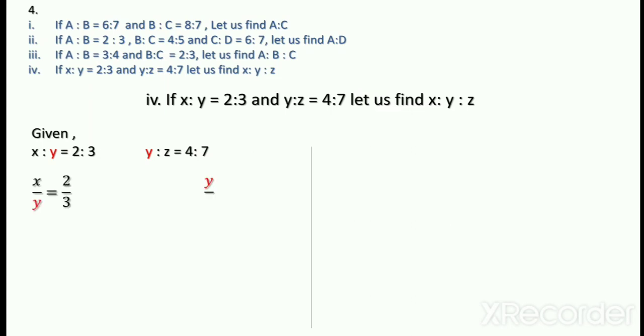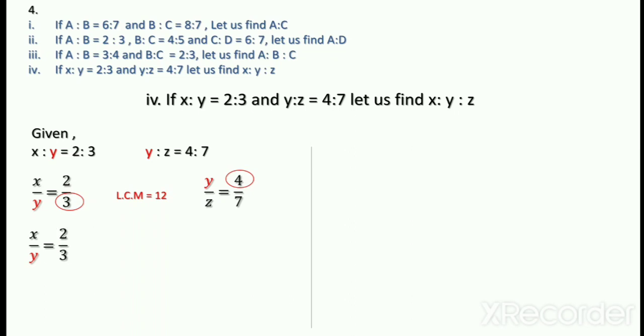Let me first write this in the form of a fraction. Which terms am I talking about? You can see 3 and 4. To make y the same in both ratios, we can find the LCM of the terms. We have 3 and 4, so the LCM of 3 and 4 is 12. We'll make the value of y in the first ratio 12 and the value of y in the second ratio also 12. So this is what we are going to do.